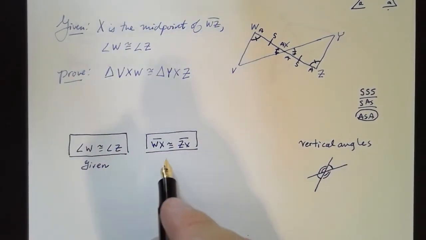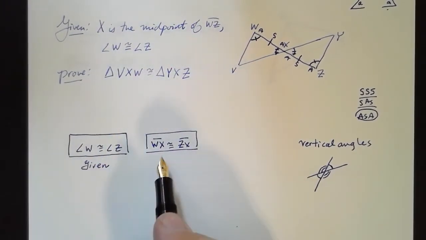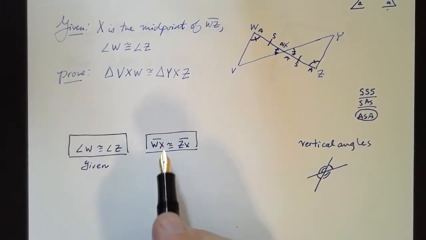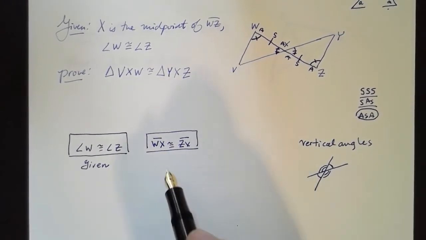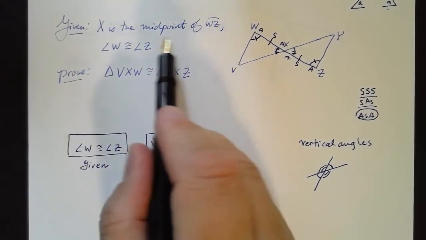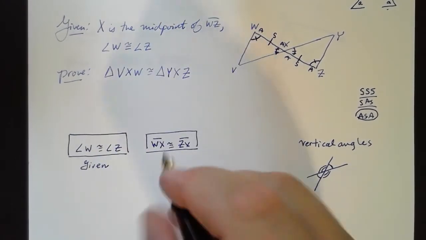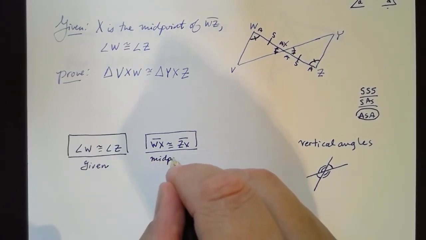And as far as I'm concerned, you can write the most important word in this sentence underneath this box as your reason why you know these are congruent. That will be enough for me to demonstrate that you know where this information came from. So the most important word in this sentence is the word midpoint. That's what tells you these segments are congruent. So I'm just going to write midpoint underneath here.